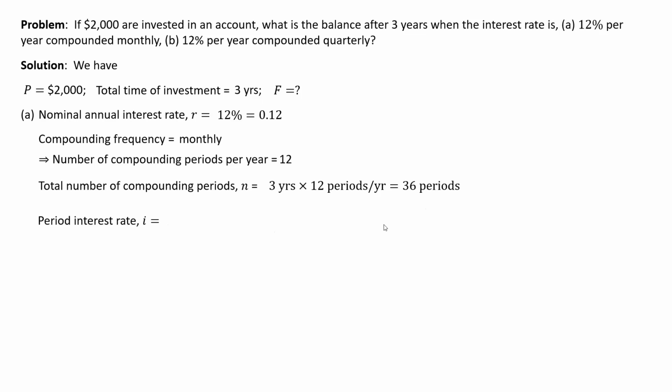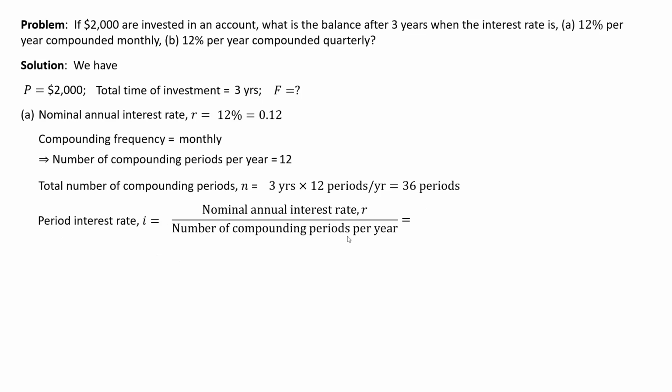And then period interest rate. Did we talk about period interest rate? R divided by the number of compounding periods. Nominal annual interest rate over number of compounding periods per year. So R happens to be 0.12, number of compounding periods happens to be 12. So 0.12 divided by 12 or 1%. So that's the interest rate per month.